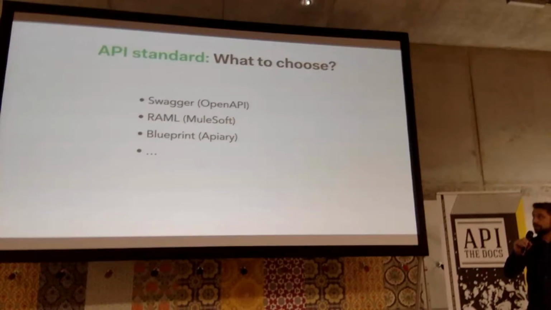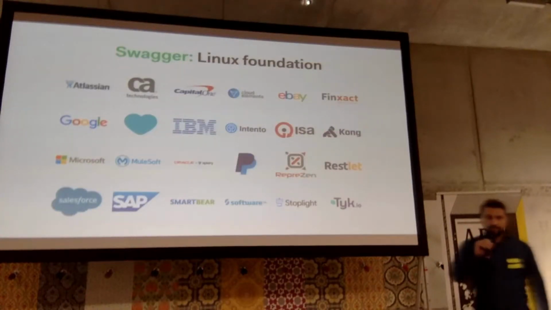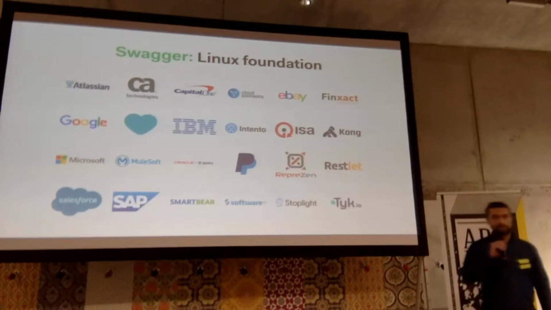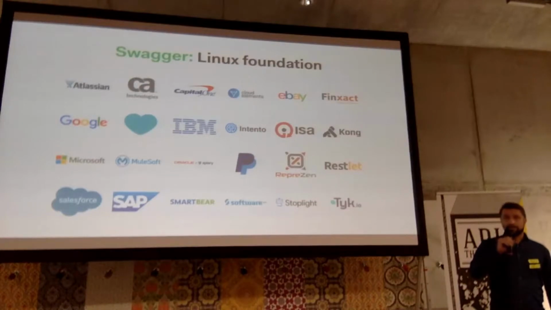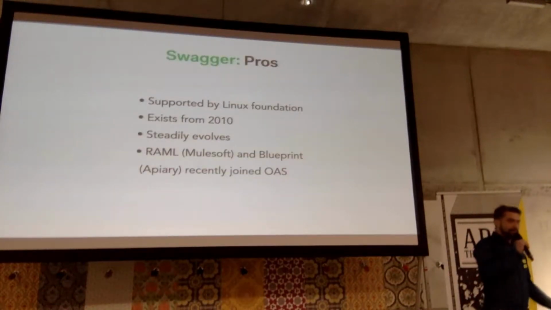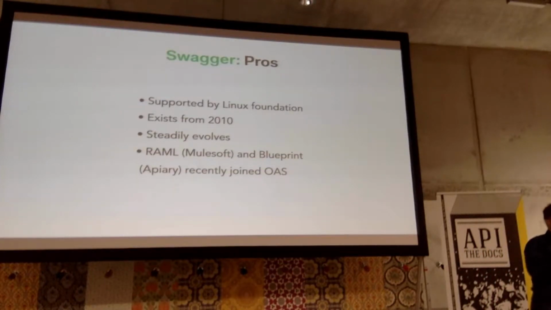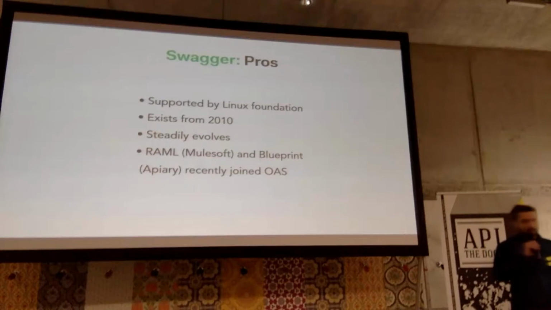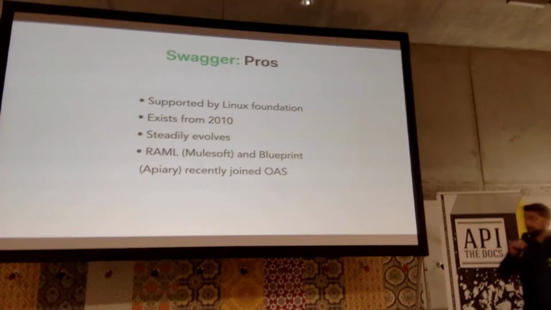And the choice was pretty easy also for us because Swagger OpenAPI seems to be very popular. It's supported by the Linux Foundation and by many companies. It exists from 2010, and recently a new version was also released, which is also a good sign because it means that the standard is evolving. APIs are evolving every year. There are a lot of different improvements, and if the standard is evolving, it's also really important.